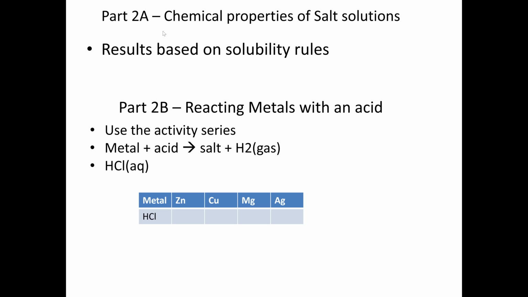Now, the metals that react with the acid produce a salt and hydrogen gas. So you should see the evolution of gas when it's reacting with an acid. And the acid we're going to use is hydrochloric acid. So now we're going to show you the process involved with this part of the lab.